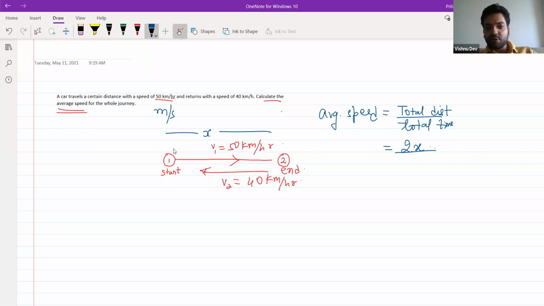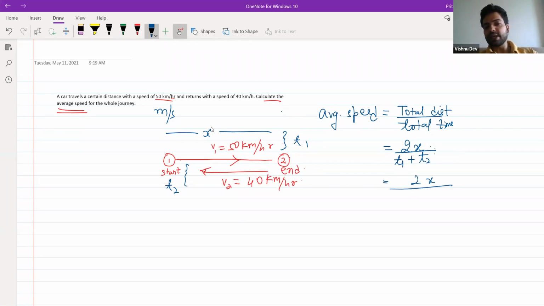We will first find out the time taken to go from 1 to 2. Let us say that is t1, and the time taken to go from 2 to 1, that means the time taken to return, is t2. So total time, very simple, it will be t1 plus t2. So we'll put the values of t1 and t2, with 2x over it.